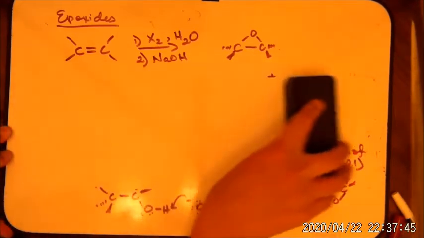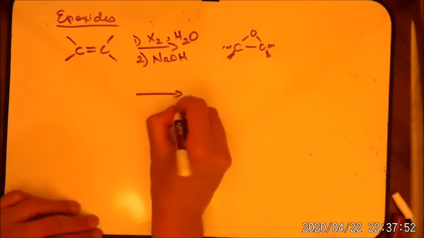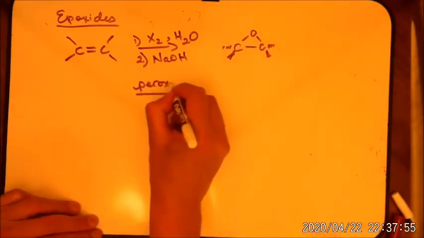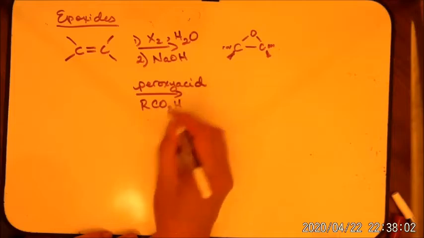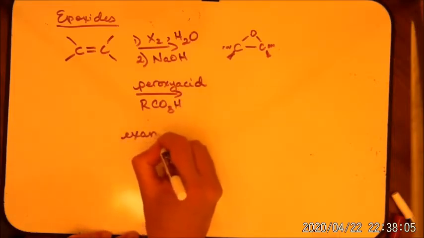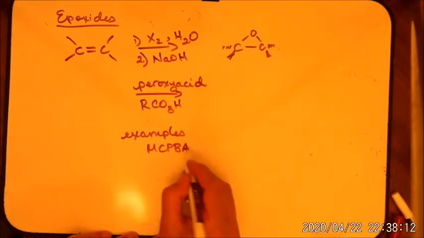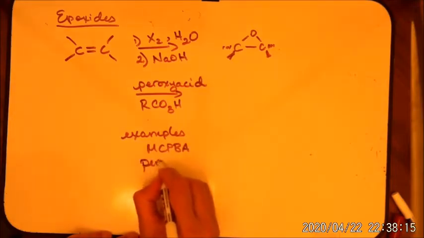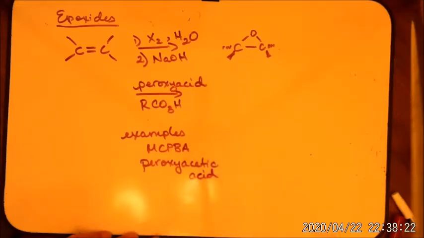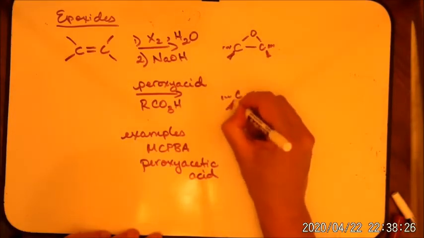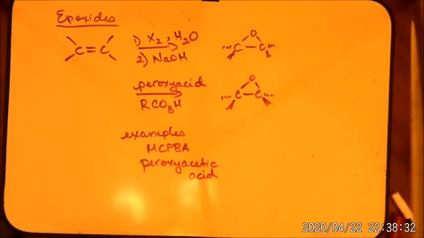What's another way to make it? You should know the mechanism for this is a concerted mechanism, and that is if I add a peroxy acid. Okay, the most common one, you'll see us write it as CO3H. The most common examples for peroxy acids include MCPBA, metachloroperoxybenzoic acid, or peroxyacetic acid. Okay, and in a concerted fashion again. So just be aware of the stereochemistry. You do form your epoxide.